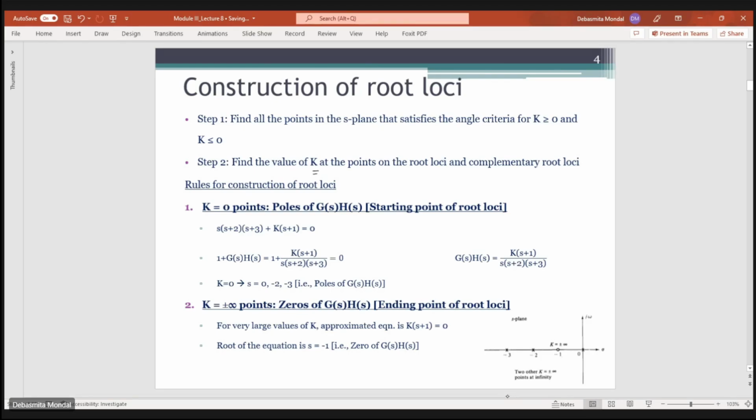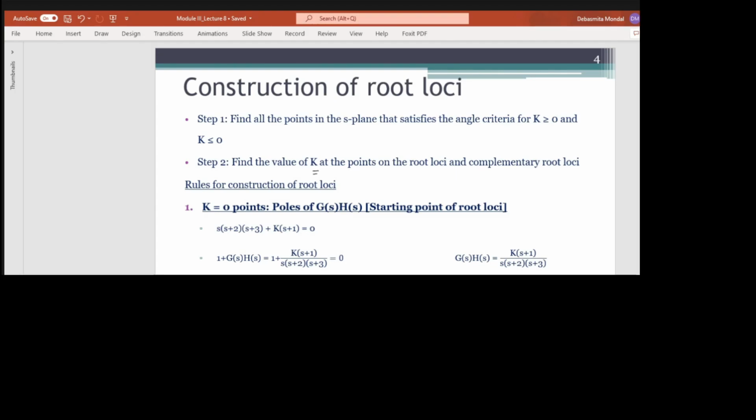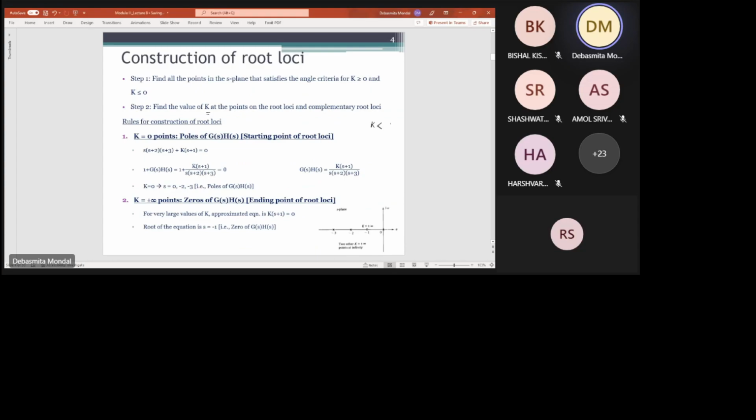Okay, so now we will mostly focus on the variation of k for the positive case. We will see, if k is being changed from 0 to infinity, what the corresponding root locus is that we get. And if you know that root locus, then it becomes easier to draw the complementary root locus, because they are actually symmetrical to each other. Okay, so the first step is to find the k equals 0 points.